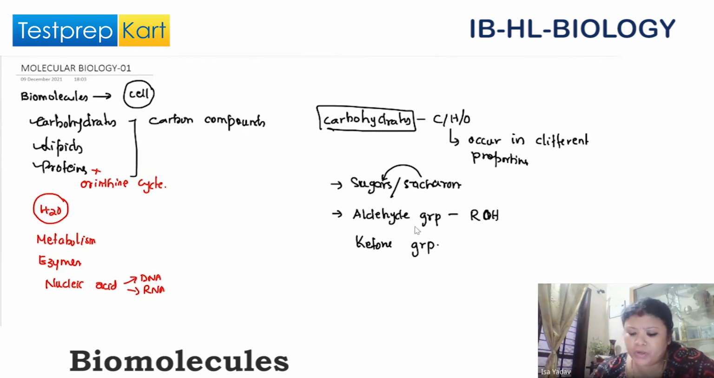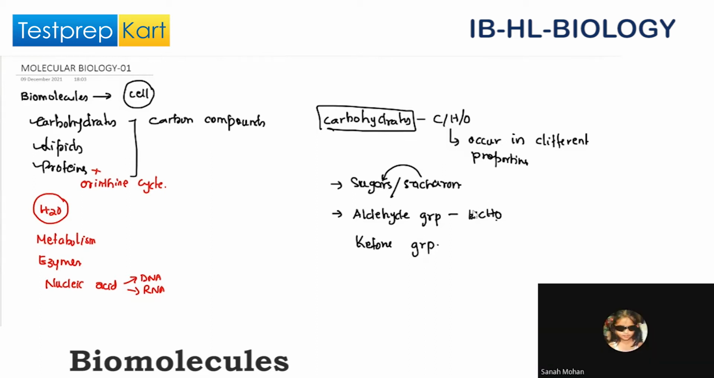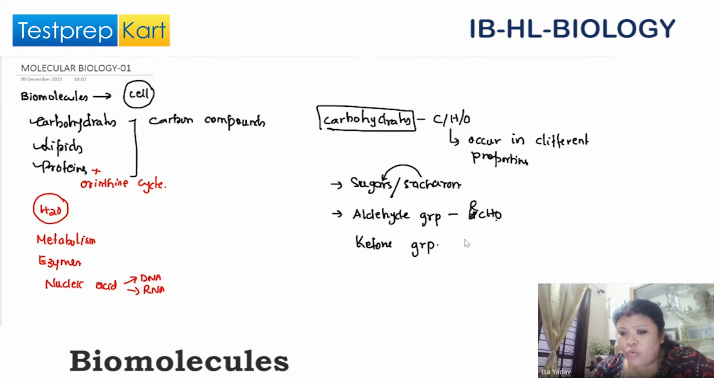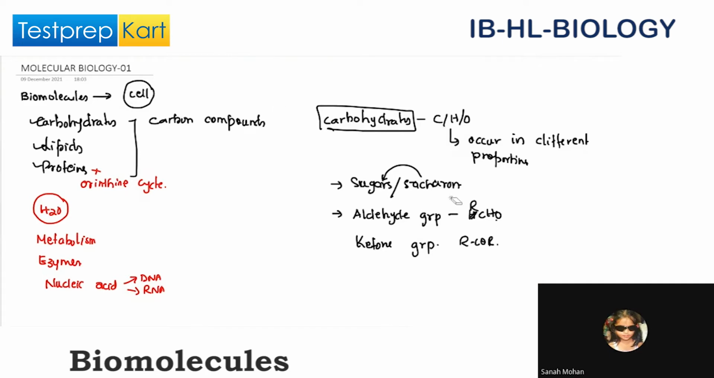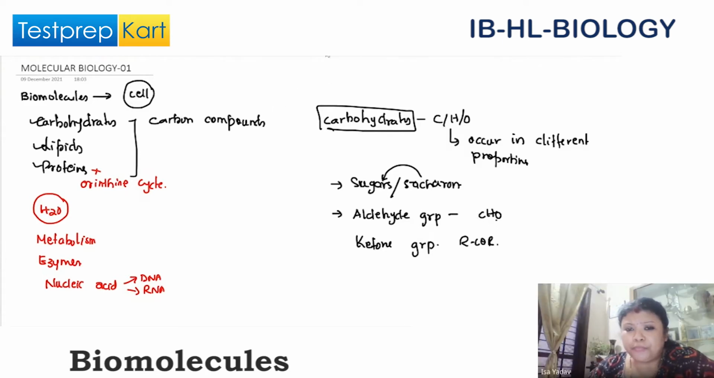Let me put it in this manner, which will be better to understand. We have an aldehyde group, CHO. This is formaldehyde, sorry, the CHO group, and then we have a ketone group. Is this clear? So we'll put it as RCHO and RCOR, which is the ketone group. So the aldehyde group and ketone group will be present.